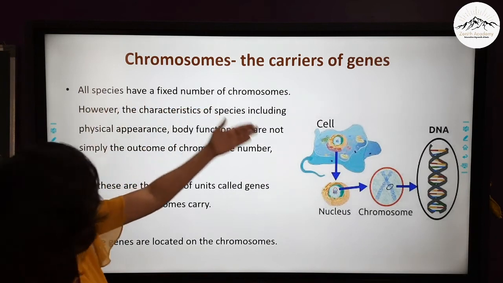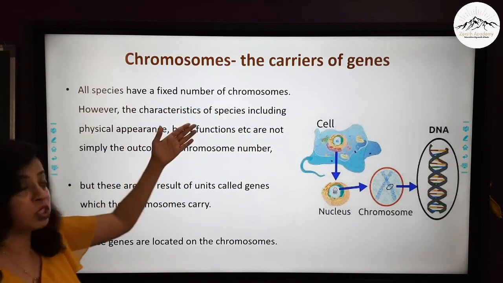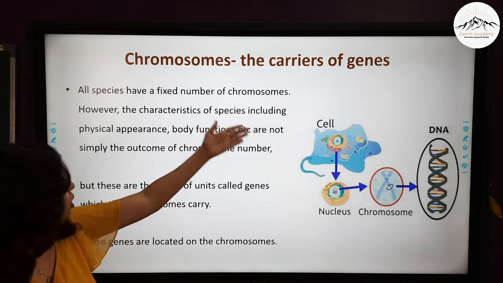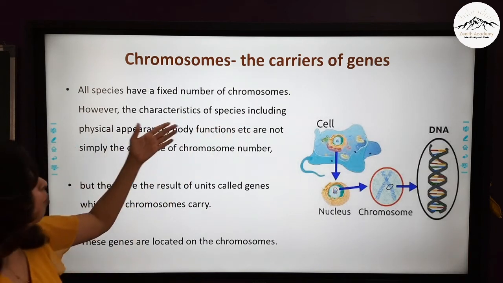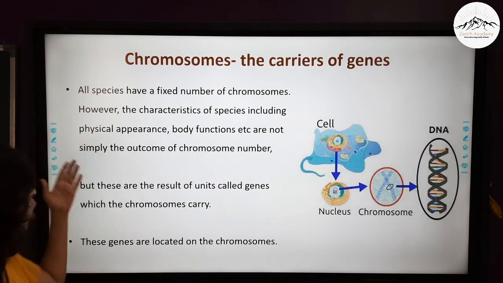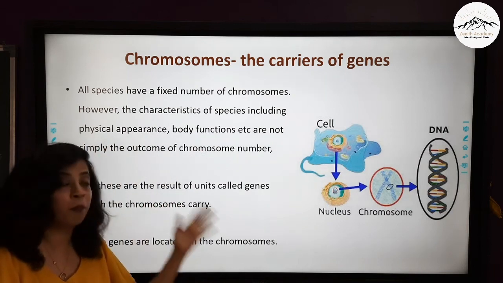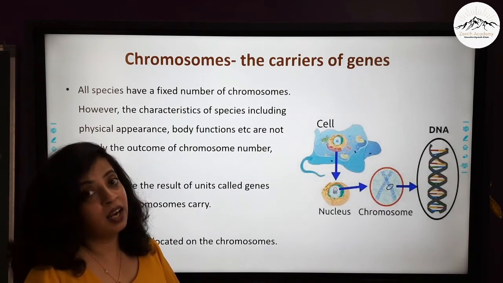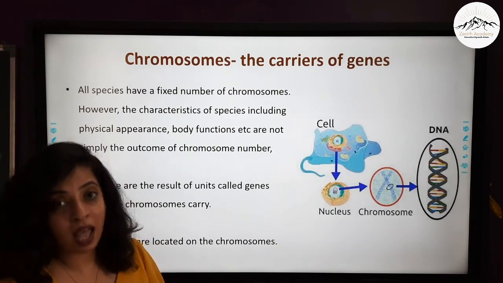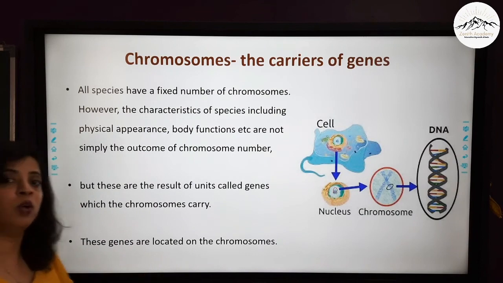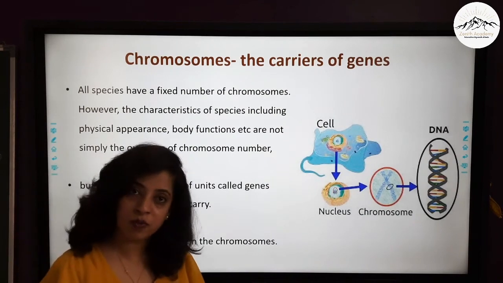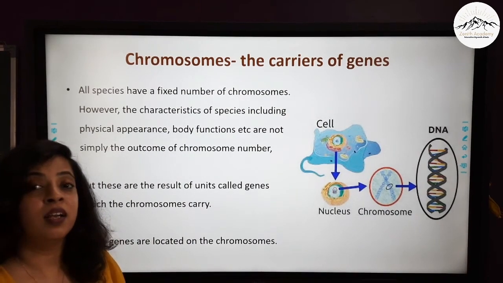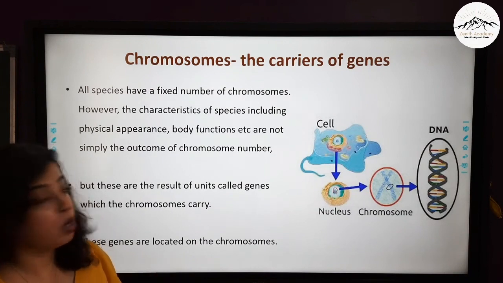So they have a fixed number of chromosomes. However, the characteristics of species, including physical appearance, body function, etc., are not simply the outcome of chromosome number alone. Okay, so only the chromosome number will not decide which character you will have, right? Because all human beings have the same number of chromosomes. So what will decide what your body characters are?